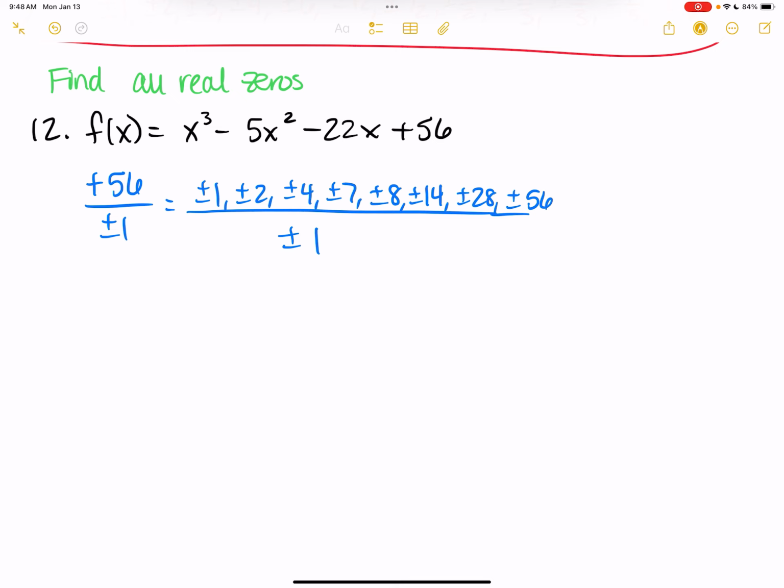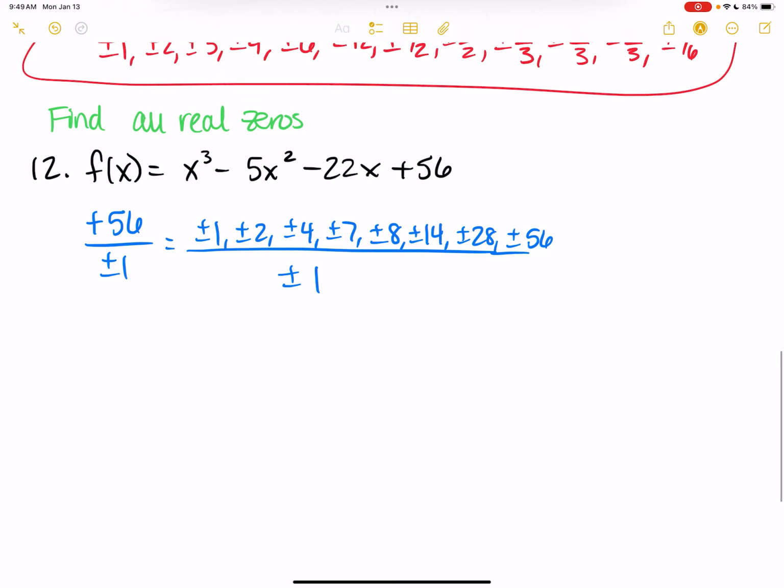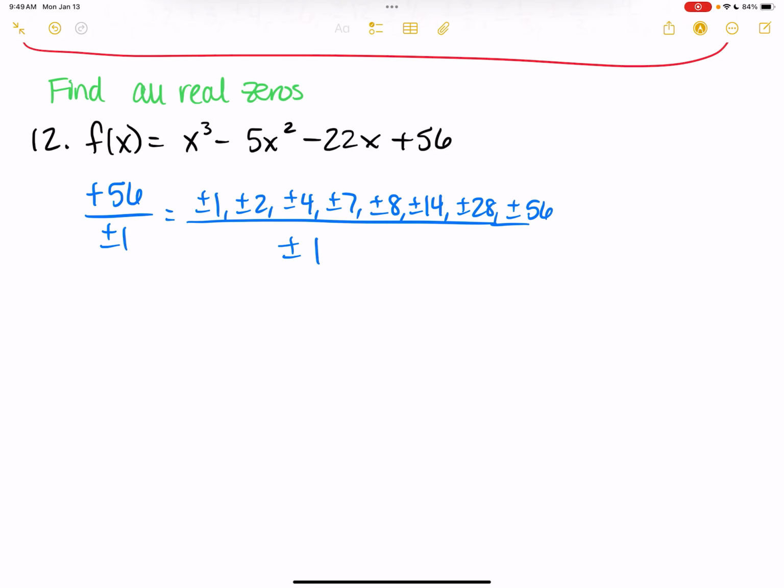It's not that hard typing in the function, so x raised to the 3, minus 5x squared, minus 22x, plus 56. You do the up into the 3. Does everybody have it in? Not quite yet. Okay. Minus 5x.